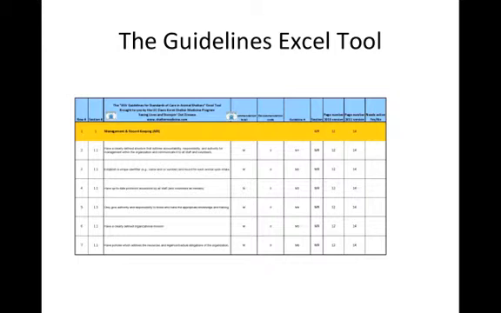This is a screenshot that is very hard to see, I'm sorry, of the Excel tool, and what I can walk you through is kind of how it works. So it goes section by section. There's a section called Management and Record Keeping, and this is the first recommendation in the document. Sorry, I can't read that. So here is the recommendation, and it's pulled out from the context that you would see it in the document. And then it tells you that the priority level is a must.